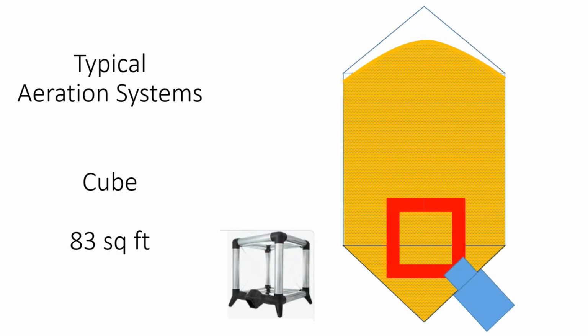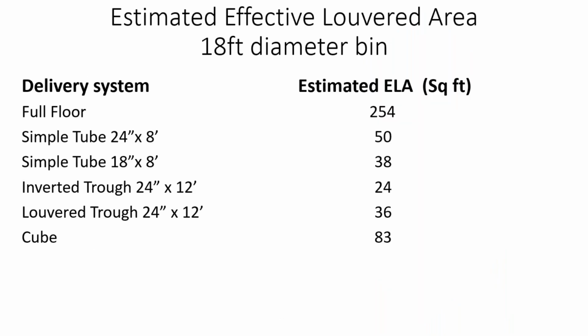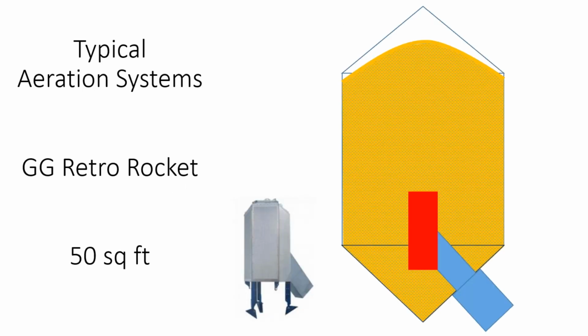Now, when you go into the premium air delivery systems, the cube is one that is becoming more common. It has a luxury of very high louvered area and effective louvered area, which I've given it about 83 square feet, which sets it above most other air delivery systems. And it does seem to have a significant advantage when it comes to surface area.